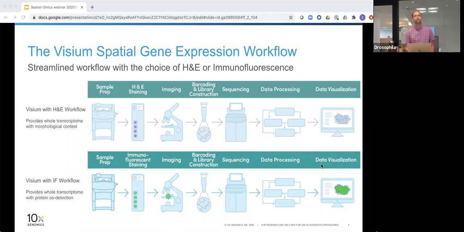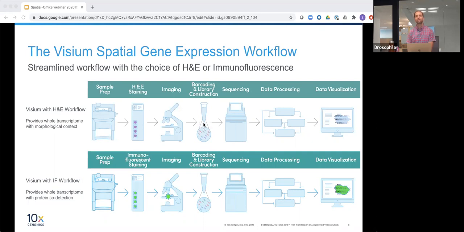So now we've split the workflow. Now there's kind of 2 complementary workflows for Visium. We have an H&E workflow and an immunofluorescence workflow. And these really only differ in basically these steps right here, as well as imaging, obviously, if you're going to do bright field versus fluorescence. But essentially, it's pretty straightforward. You take your tissue sections, you place them on the slide, you do fixation, and you do your staining, be that H&E or immunofluorescence. You do your imaging, and then you can do some on-slide cDNA preparation.